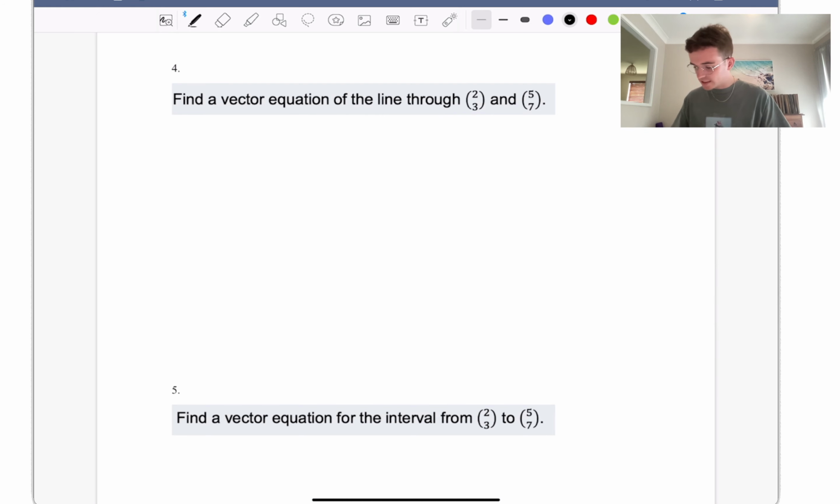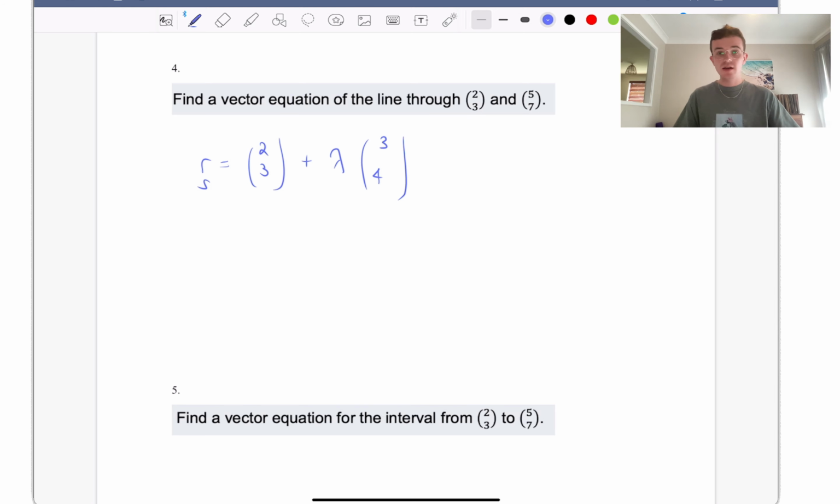So example 4 in today's lesson is: find the vector equation of the line through (2, 3) and (5, 7). All we have to do, this is a very, very easy question. It starts at (2, 3), so r is equal to (2, 3) plus lambda, and we just have to find the vector between those 2 points. So 5 minus 2 is 3, and 7 minus 3 is 4. So that's one correct answer.